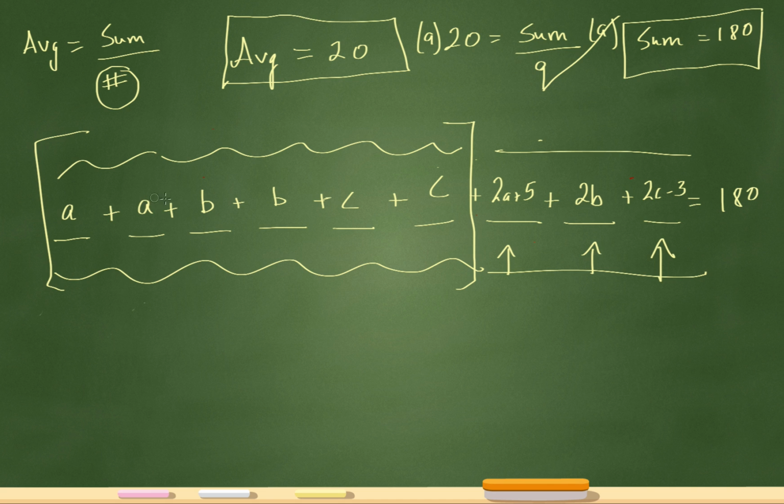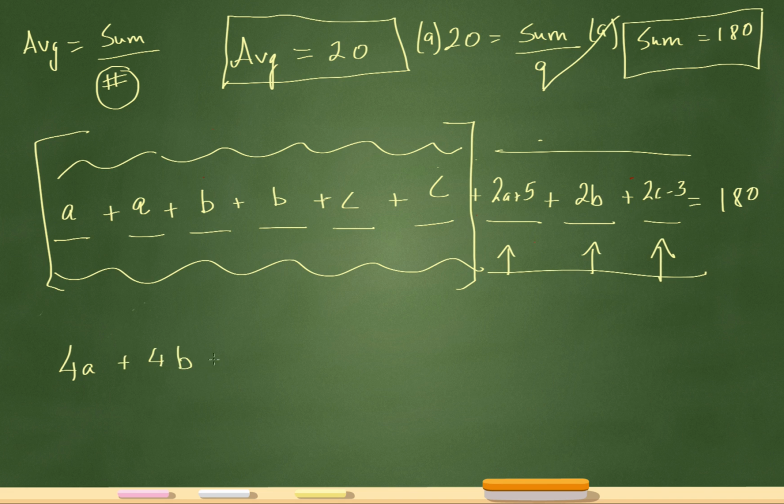If A showed up just once, that wouldn't make sense, because that would make B and C the only modes. But all of these have to be modes, so they're all going to show up twice. Now I know what all my 9 numbers are: A, A, B, B, C, C, 2A plus 5, 2B, and 2C minus 3. Now let's combine the like terms. I have 1A, 2A's, 2A's over here for a total of 4A's. 1B, 2B, and 2B's here for a total of 4B's.